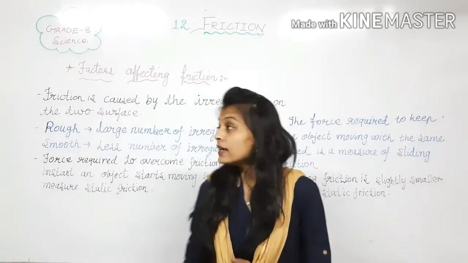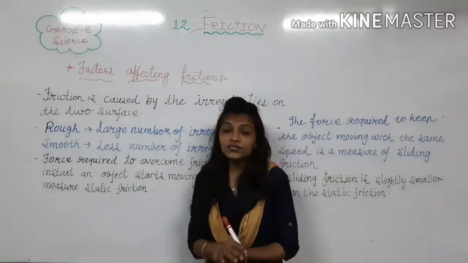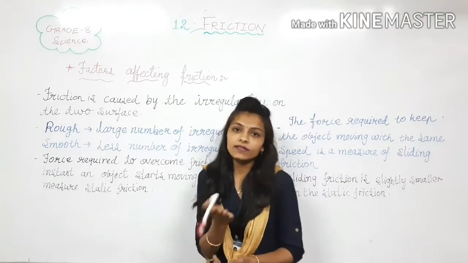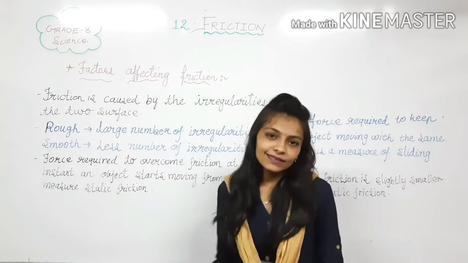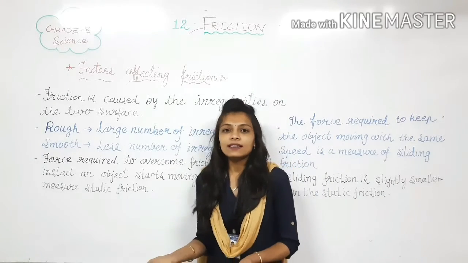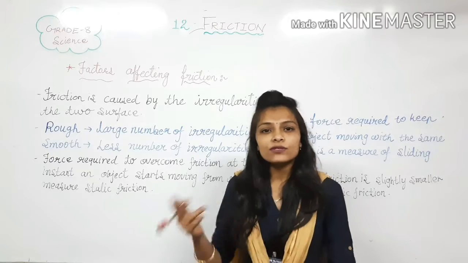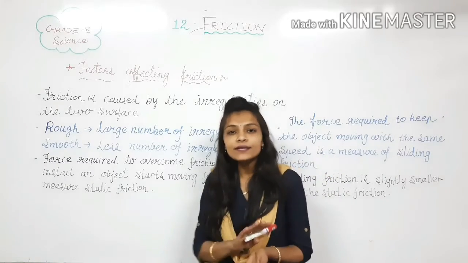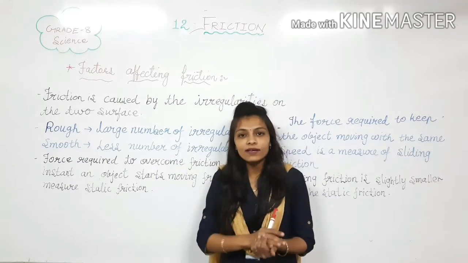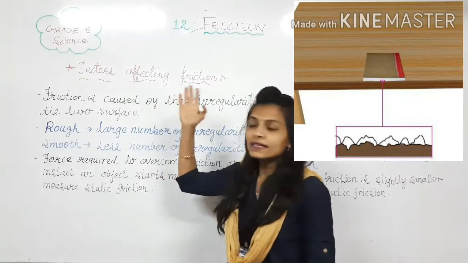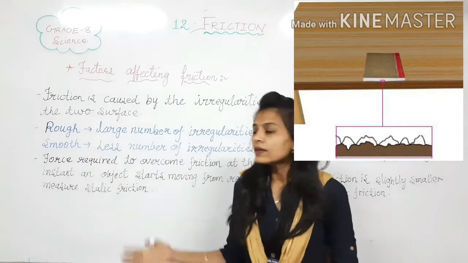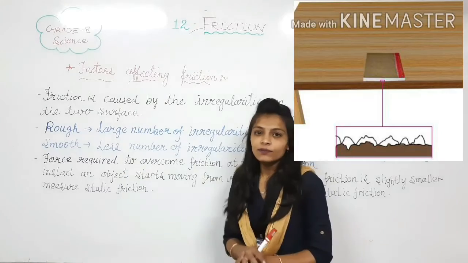Next topic is factors affecting friction. Which factors affect the friction? That you already know. The surface only. Either it is a rough surface or a smooth surface. So these two surfaces, the irregularities between rough and smooth surfaces, these are the factors that affect the force of friction. So let's try to understand this topic.